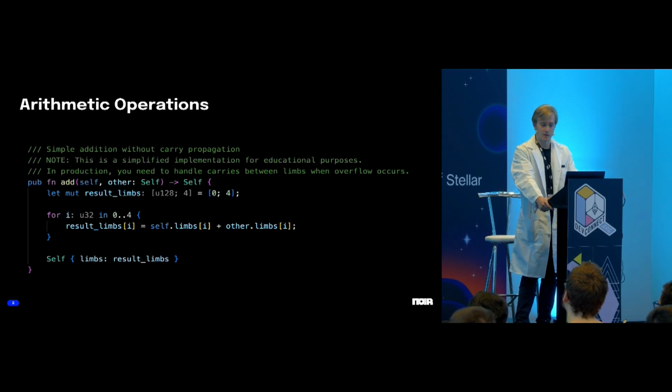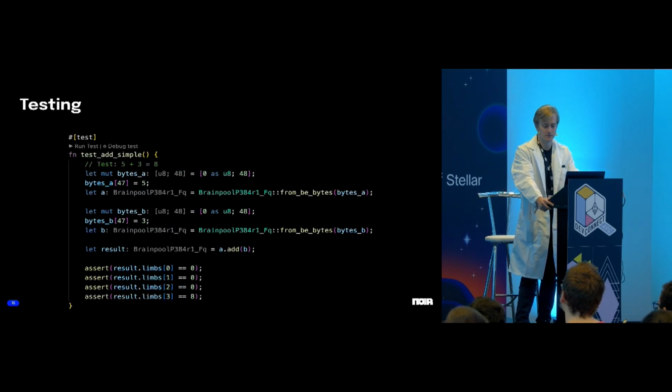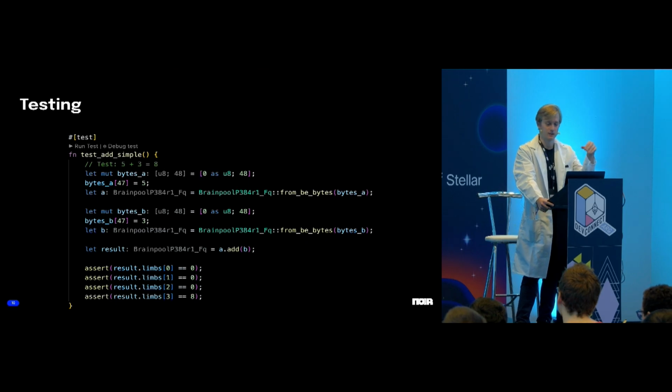We can add our arithmetic operations. This is not how you would implement it in production. You have to propagate your carries across limbs for accuracy. I know the presentation said a production-ready library, but this is to show off the type system of Noir and the features there rather than the arithmetic correctness. We can then test that method as well. You can see I created a 5 big number and a 3 big number. We've added them together, and our last limb is 8.